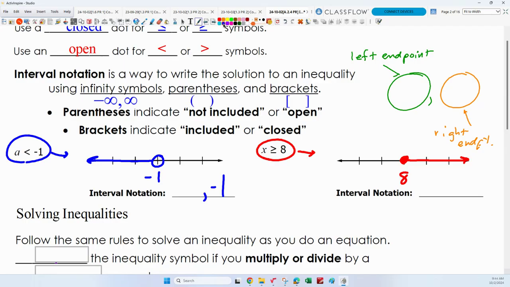Now notice how we deal with endpoints here. We're going to include a parenthesis if it's an open endpoint, and a bracket if it's a closed endpoint. So what would go with the -1 here? A parenthesis or a bracket? Is it an open or a closed endpoint? It's open, so I would have to do that. Next to it, I'm going to enclose it in a parenthesis, which means we don't include the endpoint.